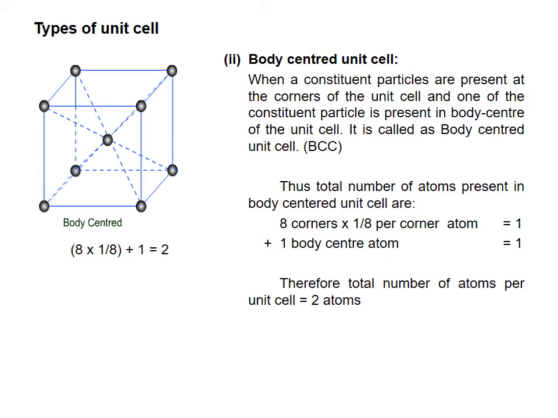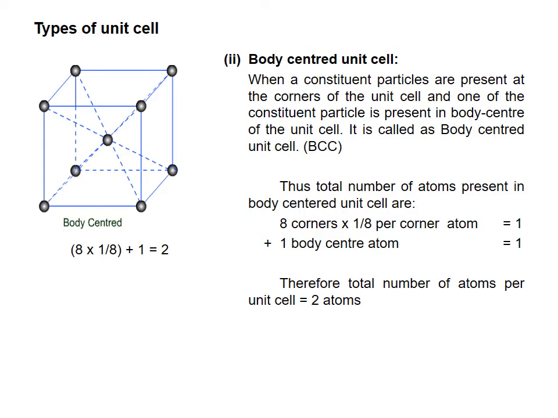The second unit cell is the body-centered unit cell. When constituent particles are present at the corners of the unit cell and one constituent particle is present at the body center of the unit cell, then it is called a body-centered unit cell, symbolized as BCC.